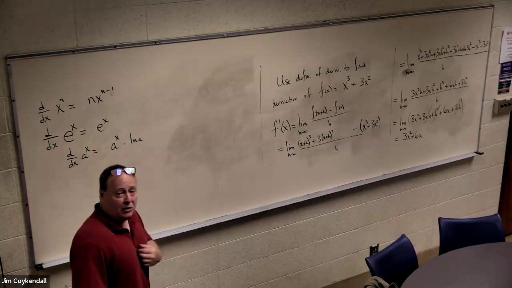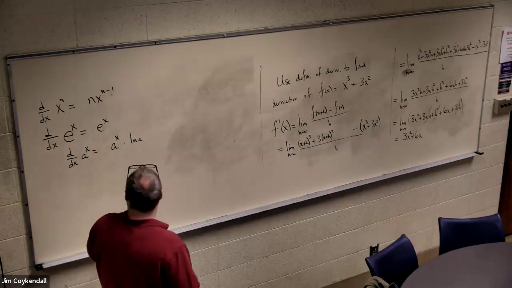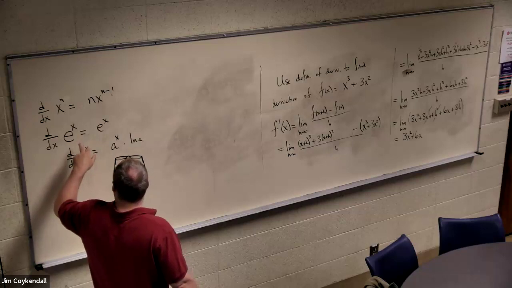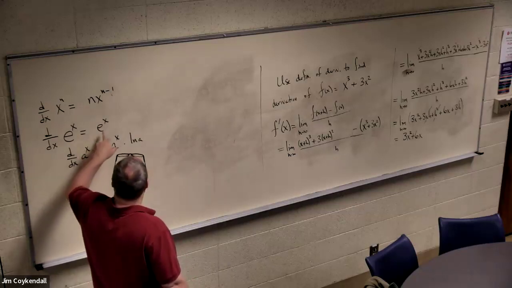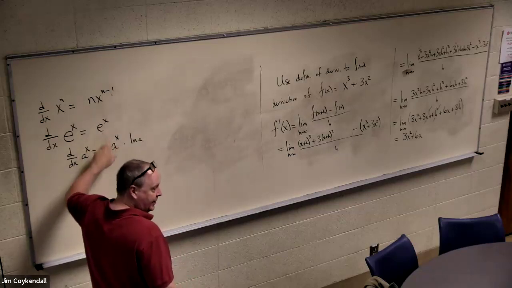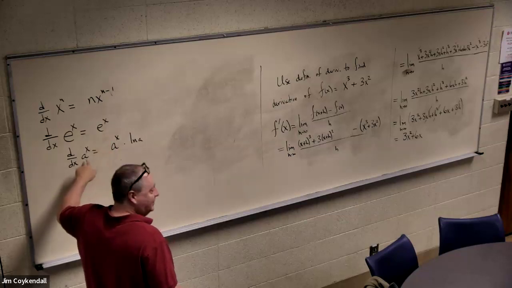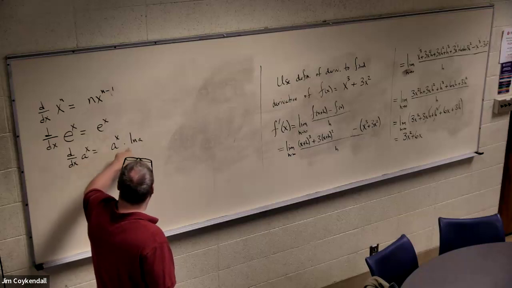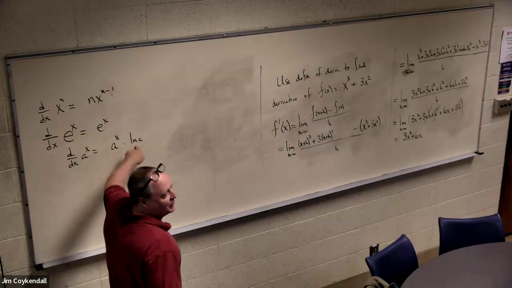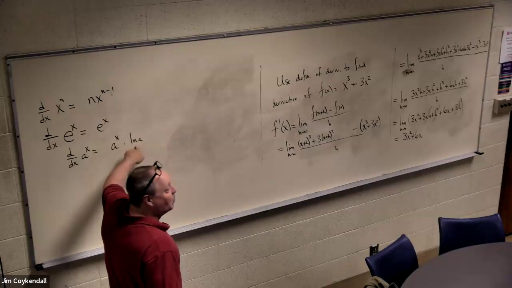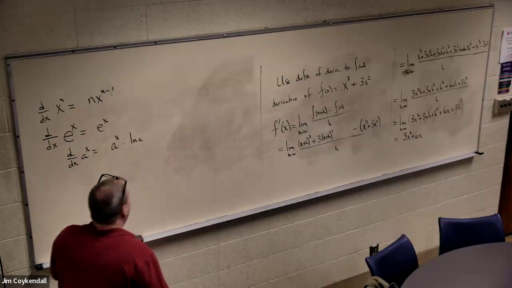But here's a good gut check. Notice when a is e, you should get this formula, right? What happens when you put e in here? You get the derivative of e to the x is e to the x times the natural log of e. And what's the natural log of e? So, okay, how about this?